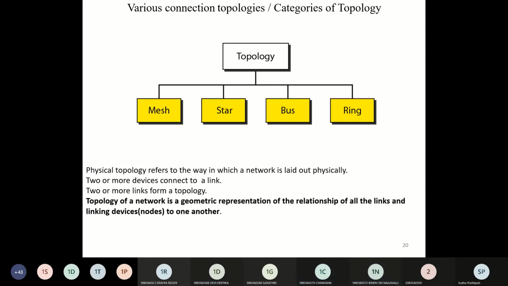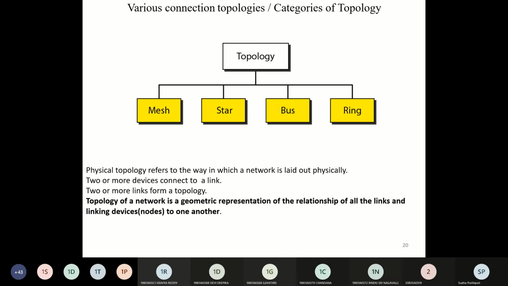Where 2 or more devices connect to a link, and 2 or more links form the topology. So what is a topology over here? Topology is the layout of how the network communicates with different devices, and how the devices are connected with each other. That is called topology. Another definition is that the topology of a network is a geometric representation of the relationship of the links and the nodes with one another. So I have given you 3 definitions of topology.